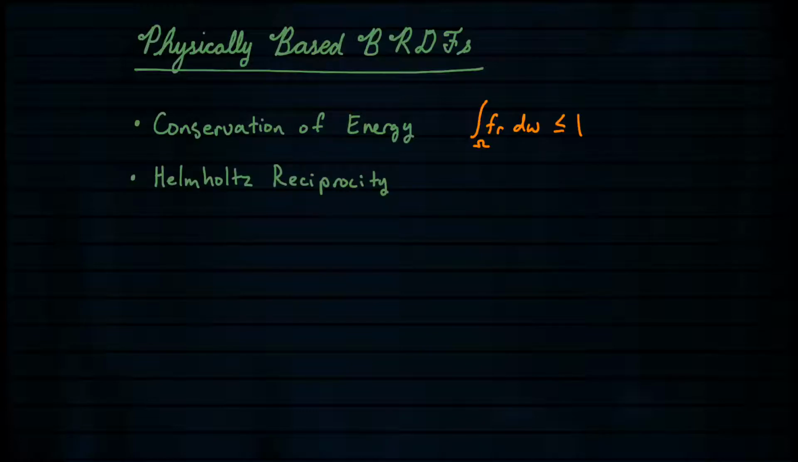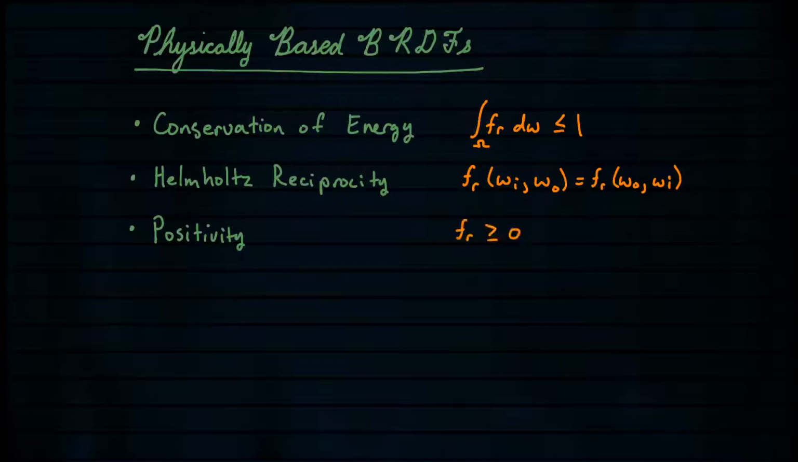Secondly, it needs to obey Helmholtz reciprocity. In other words, the order of the angles omega I and omega O can be swapped. So the function has to essentially say that if you shoot a ray from the other direction, in the exact same direction, then you will get the exact same ratio. And then with third, we have positivity. This means that our BRDF has to be greater than 0. In other words, there's no way that we can reflect negatively.